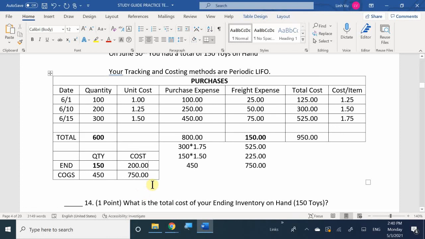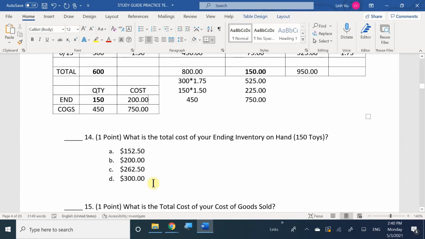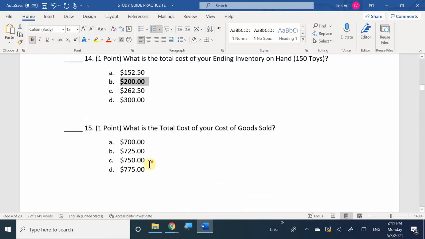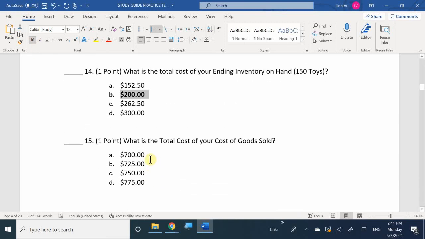Okay. So here, the question says, what is the total cost of your ending inventory? 200. B. Okay. And then what is your total cost of the cost of goods sold? C. 750. Okay, good.